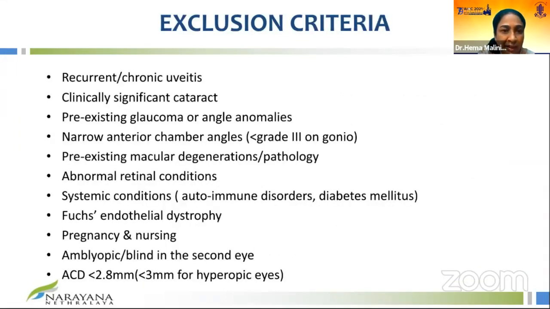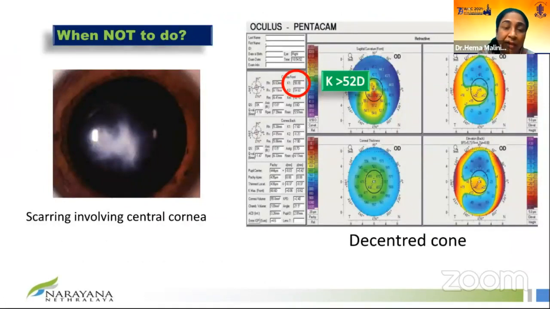And this is the list of exclusion criteria. But particularly when it comes to keratoconus, when not to implant an ICL: the first scenario is when there is extensive scarring involving the central cornea, and in the case of a steep decentered cone.